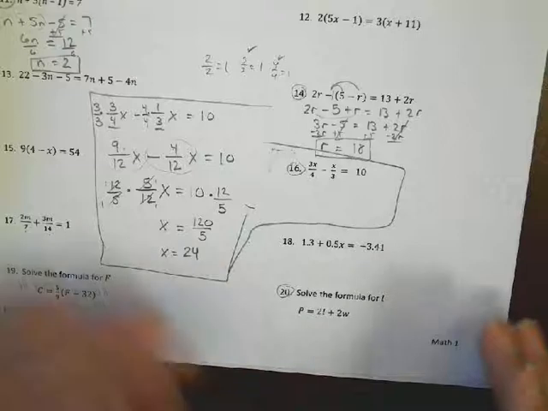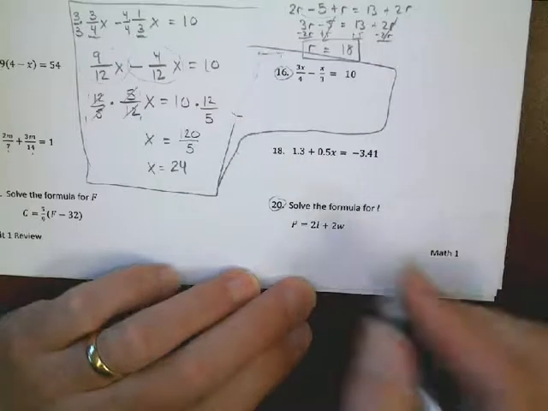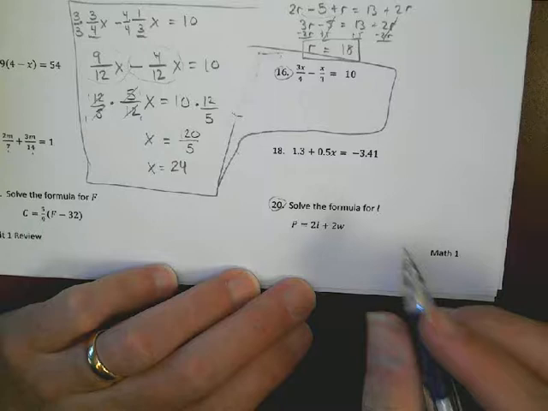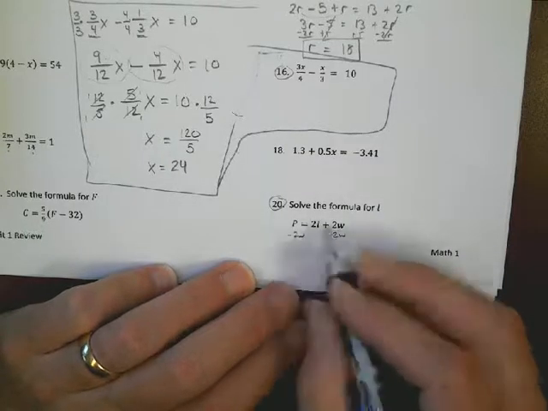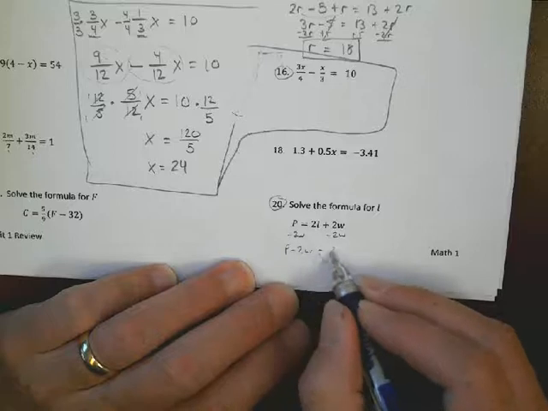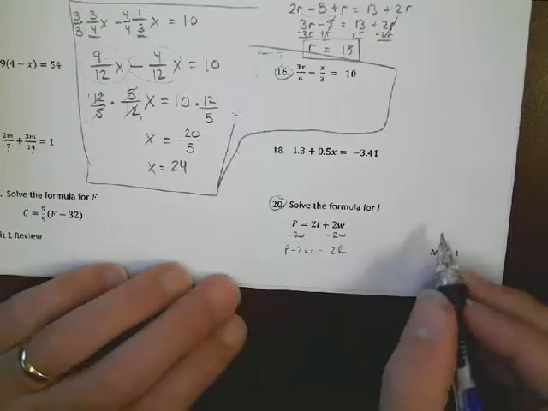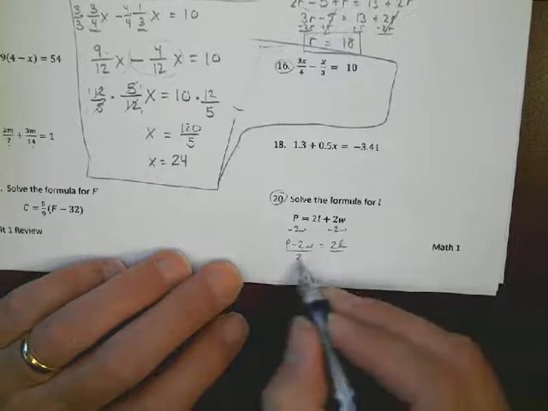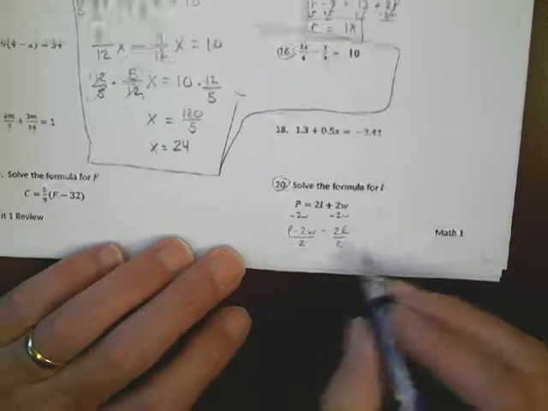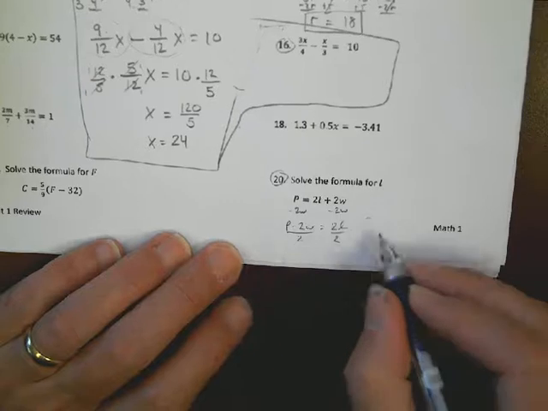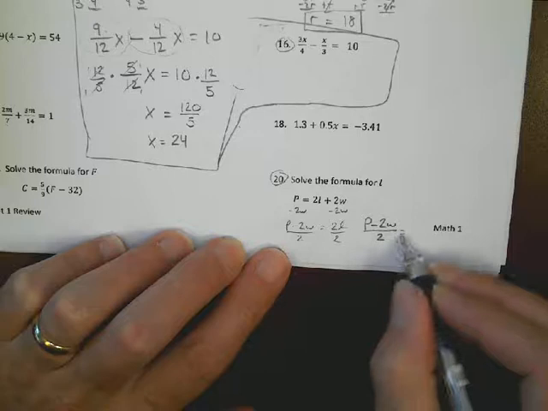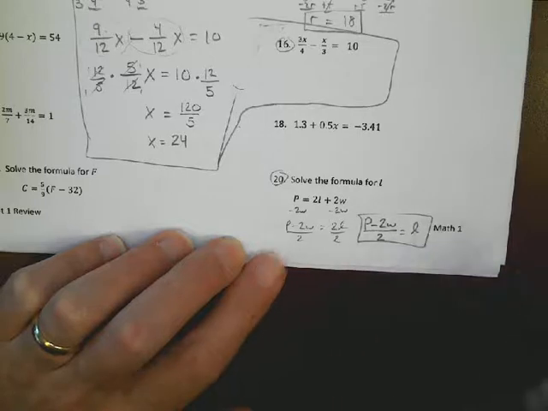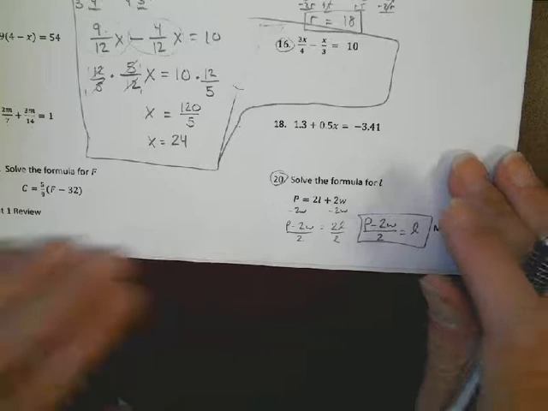One last one to look at today, and that's just number 20. It's just solving the formula for L. And again, all they want you to do is make L be there where the P is. So we're going to move things around. First thing I would do is subtract 2w from both sides. So I end up with P minus 2w equals 2L. And I want the L by itself, so I'll divide the whole thing by 2. And I end up with P minus 2w over 2 equals L. And that's all we have to do.